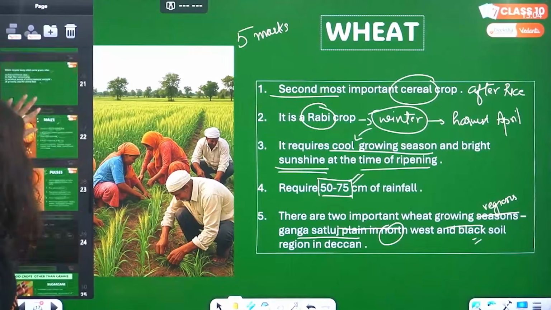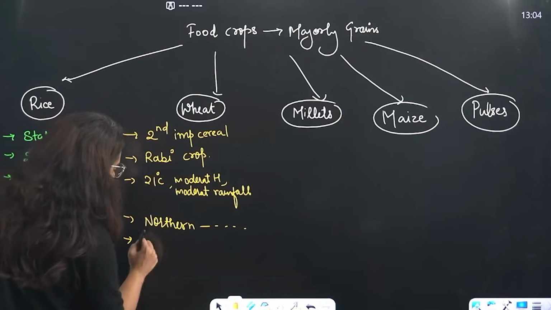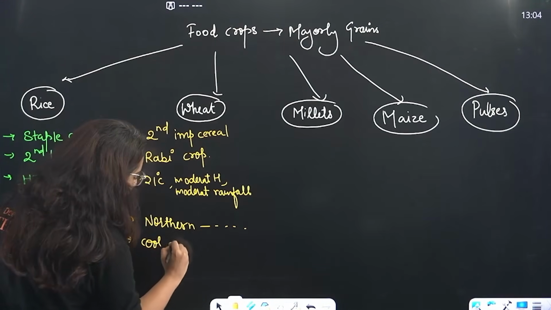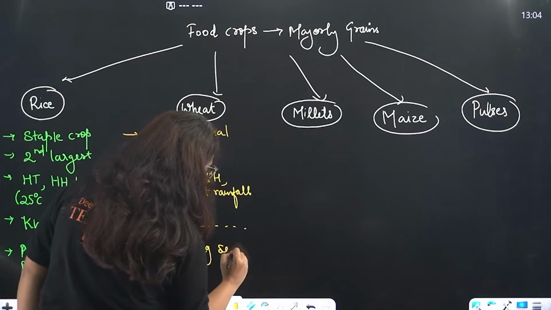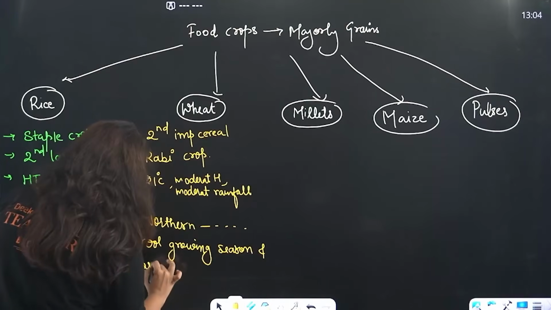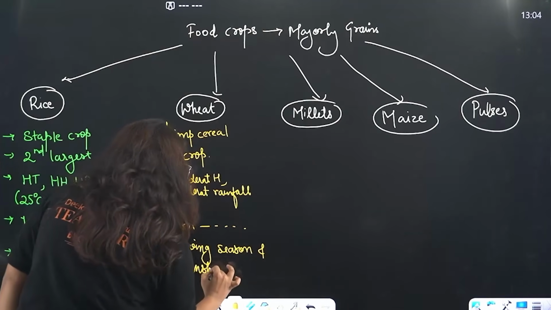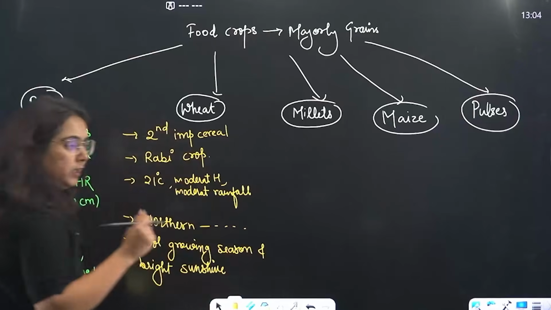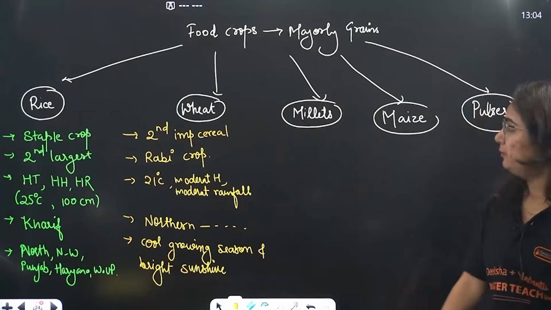In this particular point, what does it require? It requires a cool growing season as well as bright sunshine at the time of ripening. The regions where it is grown are the Ganga-Satluj belt, and some parts of northeast India too.